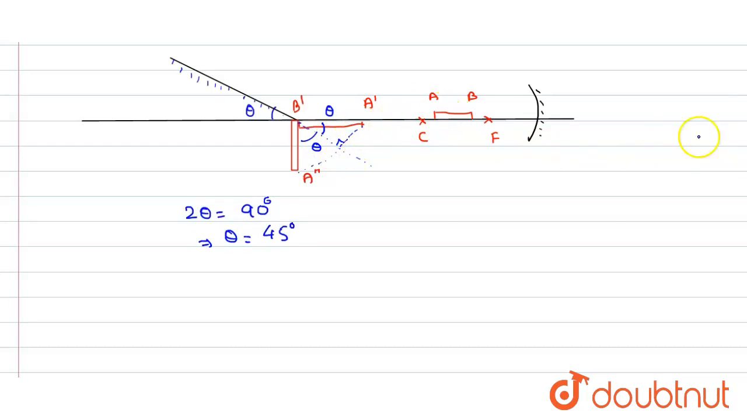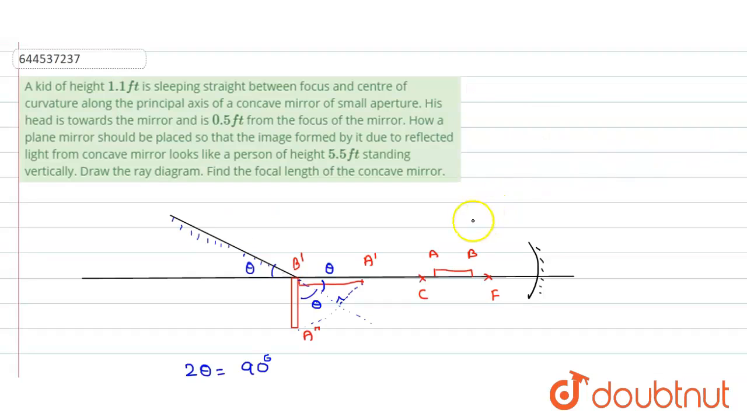Now we determine the focal length. First of all, let us see what the various distances are which have been given. This value has been given to us as 0.5. The distance from here to here is 0.5. So what is the distance of the object from the mirror? This distance would be focus, so it would be F plus 0.5.